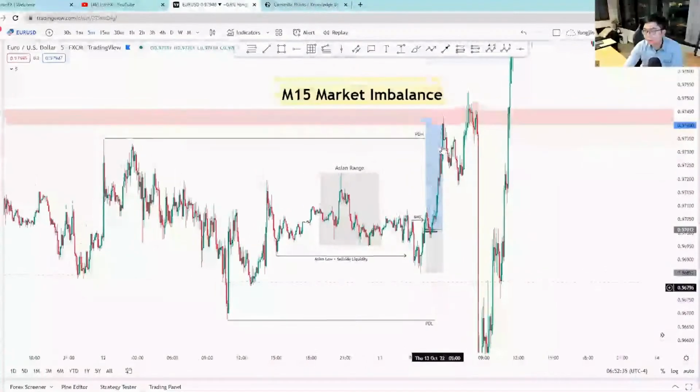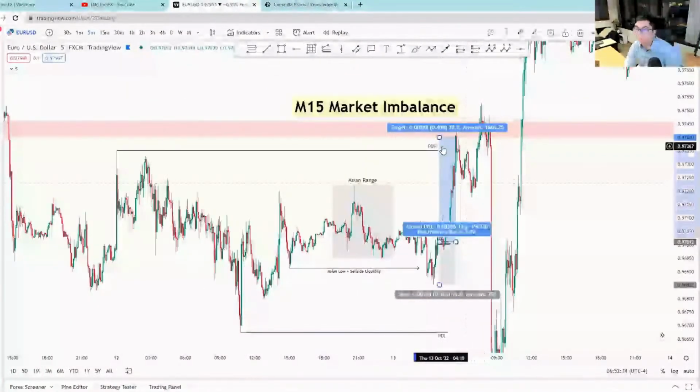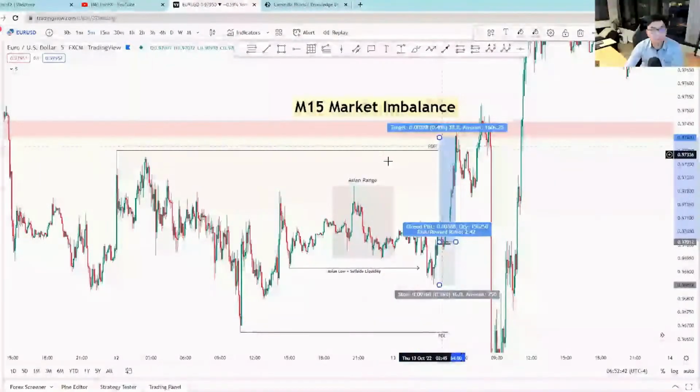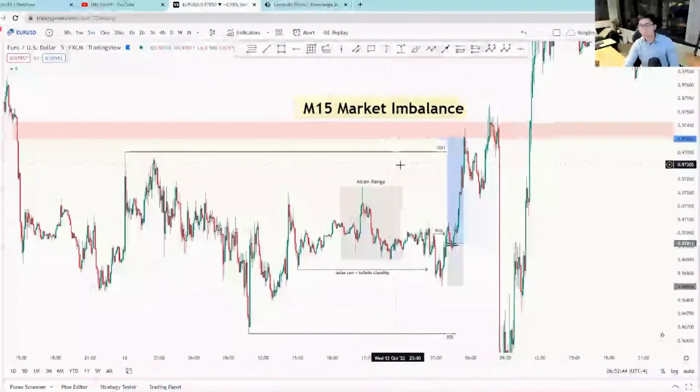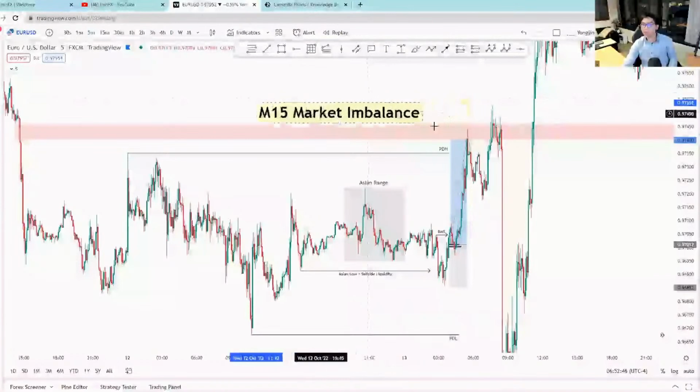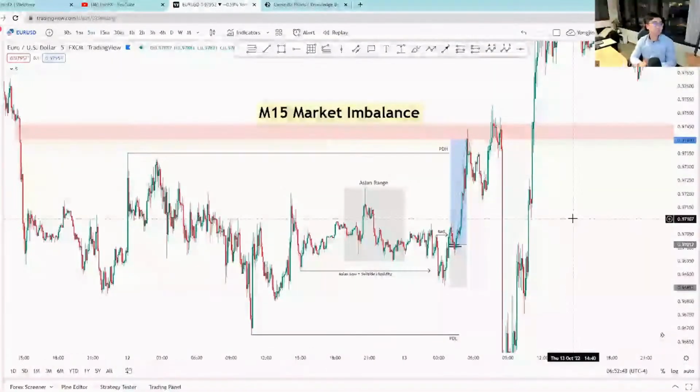Okay, and then it became a 1 to 2.42 risk to reward trade. Do you guys have any further questions regarding this trade? Do let me know in chat.